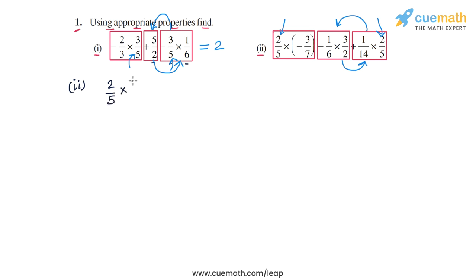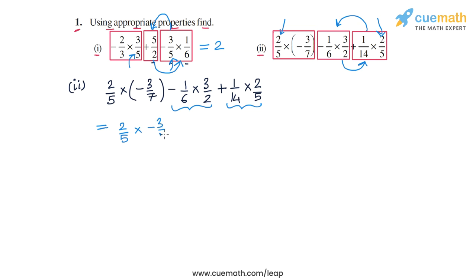So the original expression is 2 by 5 into minus 3 by 7, then minus 1 by 6 into 3 by 2, and then we have plus 1 by 14 into 2 by 5. So we are going to take this third part and bring it to the second position, and we're going to take the second part and take it to the third position. So we will get 2 by 5 into minus 3 by 7, and then we will have the third part, 1 by 14 into 2 by 5, and so we have brought this here, and then we will get minus 1 by 6 into 3 by 2, which is basically this part. And this we can do because of the commutativity of addition.